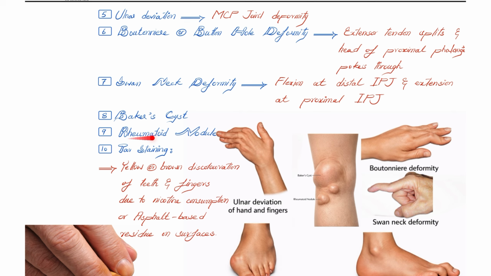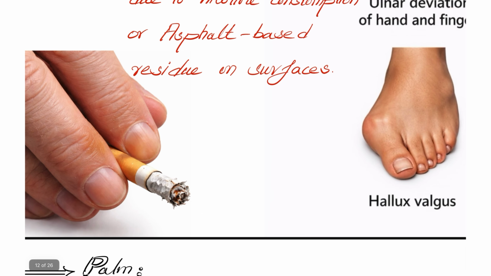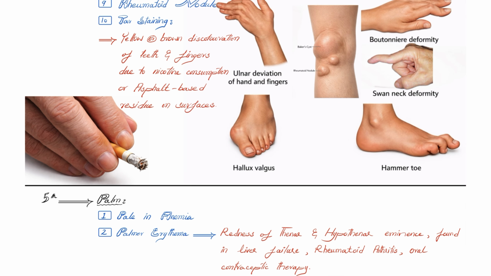Baker's cyst, rheumatoid nodule, and something which is related to excessive use of nicotine, that's called tar staining, and is also found in the finger, as you see in the image. This is a yellow and brown discoloration of fingers, and you can also find tar staining of the teeth, and it is because of nicotine consumption or asphalt based residue on surfaces.